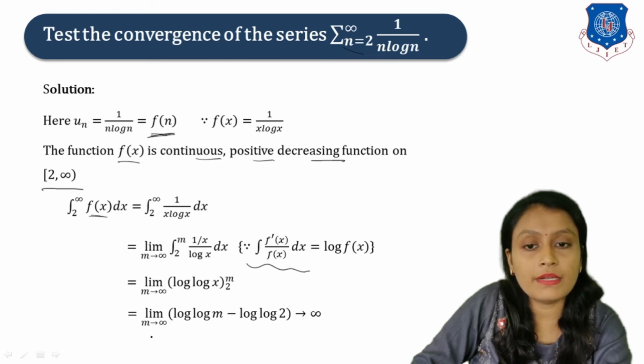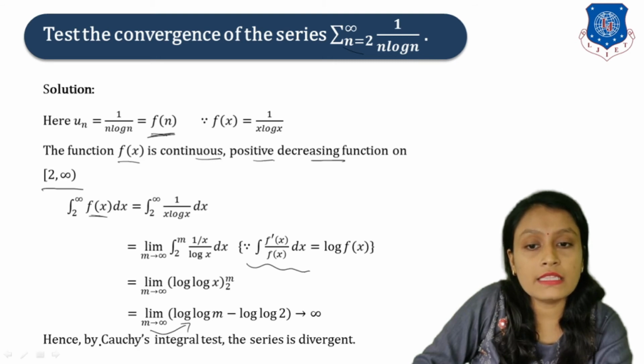Okay, now we have to apply the upper limit and lower limit. So you will get limit m tends to infinity, log log m minus log log 2. And as you apply this limit m tends to infinity, this will tend to infinity. Okay, so we can say that by Cauchy's integral test the given series is divergent.